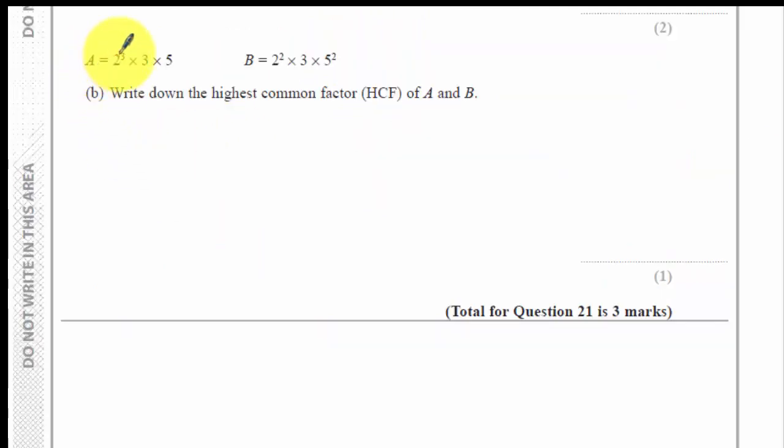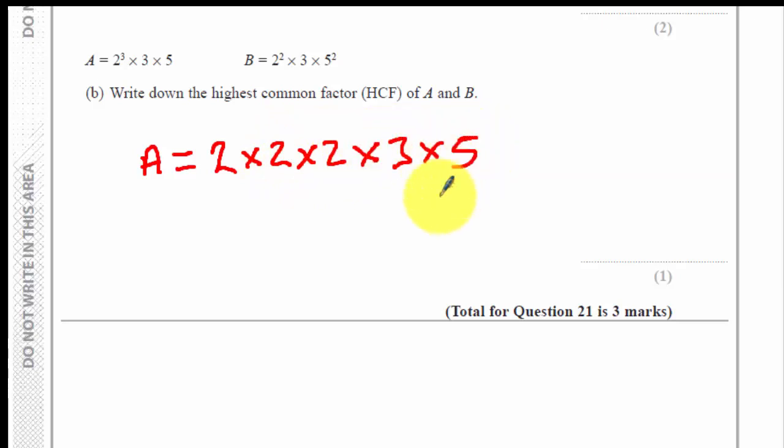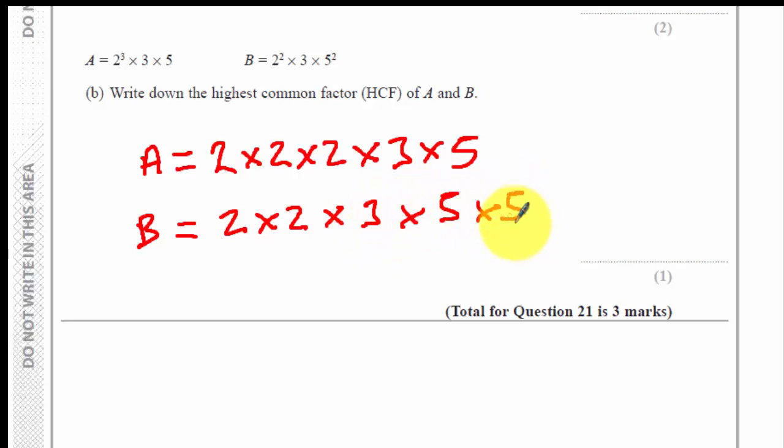Part B, we've got A is 2 cubed times 3 times 5, and B is 2 squared times 3 times 5 squared. Write down the highest common factor. So we use the same method as before. I'm just going to write them out longhand, just because I find it a little bit easier. A is 2 times 2 times 2 times 3 times 5, and B will be 2 times 2 times 3 times 5 times 5.